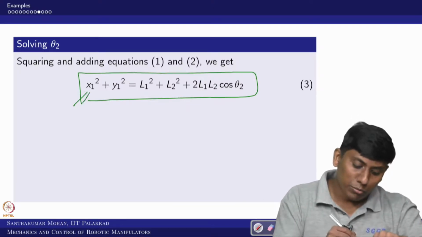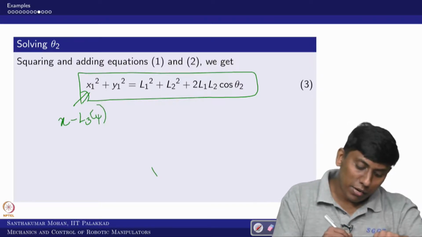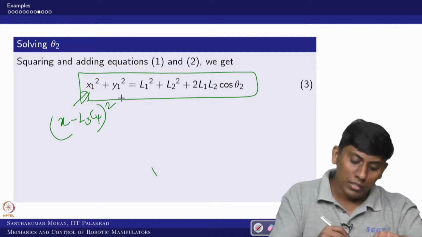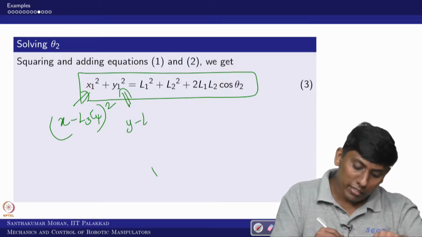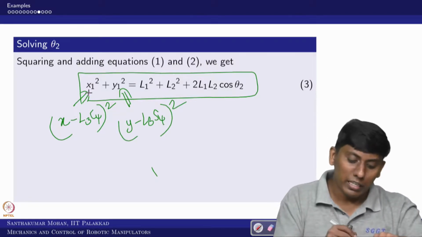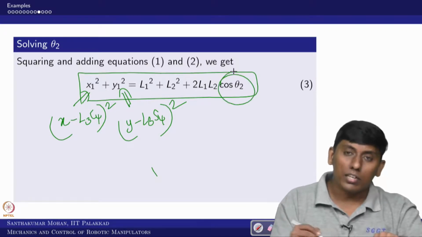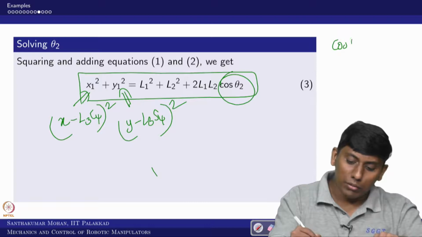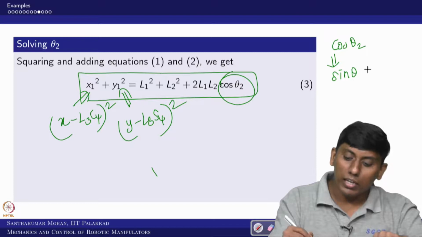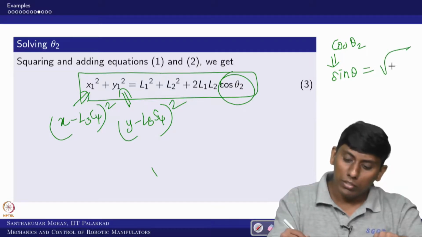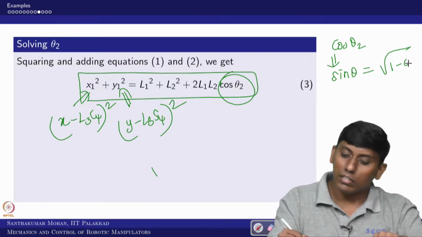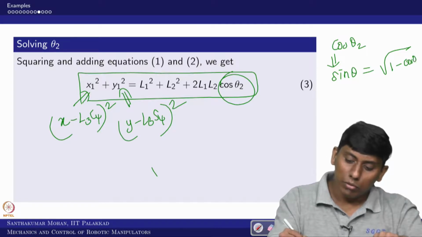Now here I substitute x minus L3 cos psi whole squared, and y minus L3 sin psi whole squared. Then you can see the left hand side is known. So what is unknown? Only this cos theta 2. If I find cos theta 2, I can easily find sin theta 2. It is the square root of 1 minus cos theta 2 squared, right?